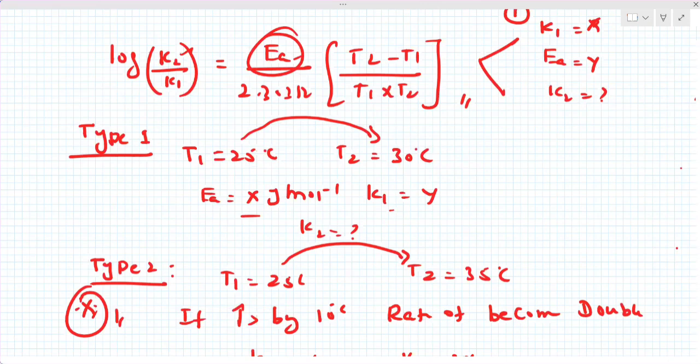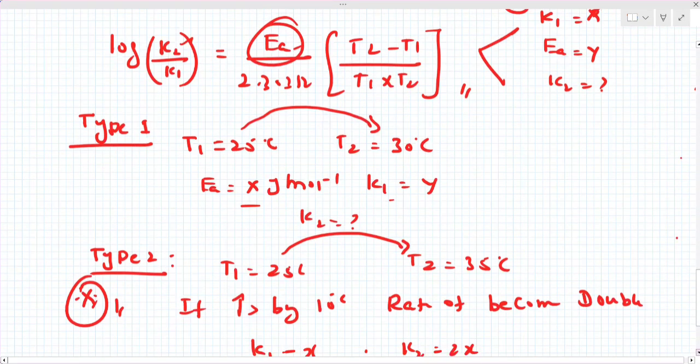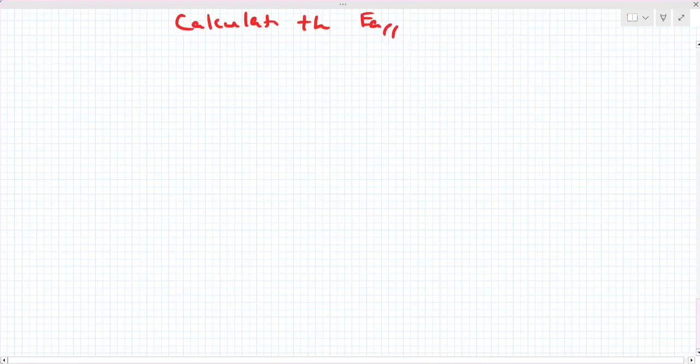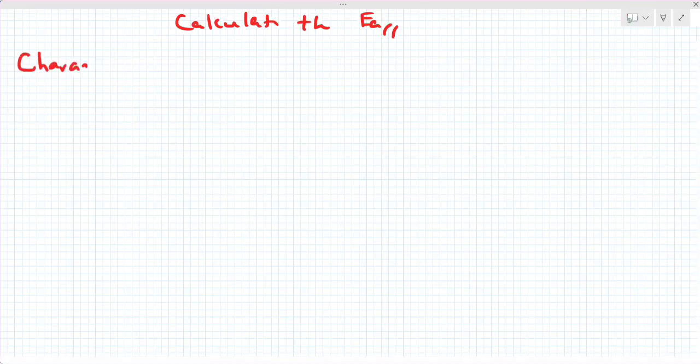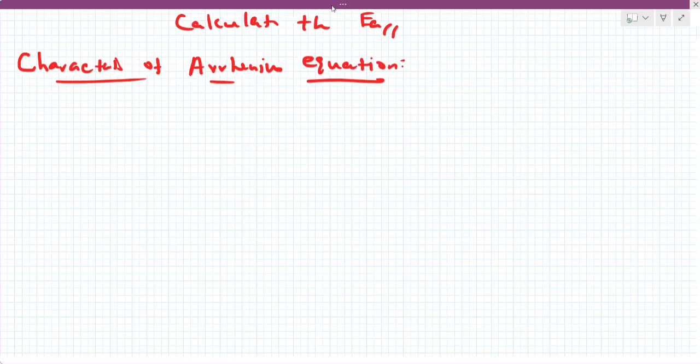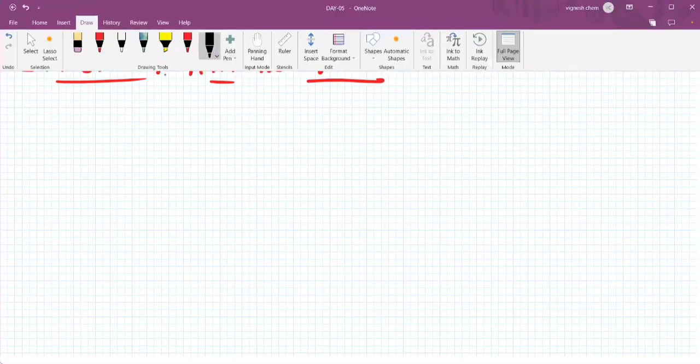Now listen. What is the graphical representation? In the exam they will ask. But before the graphical representation, I will give some points. Please, the characteristics of the Arrhenius equation. What are the characteristics?